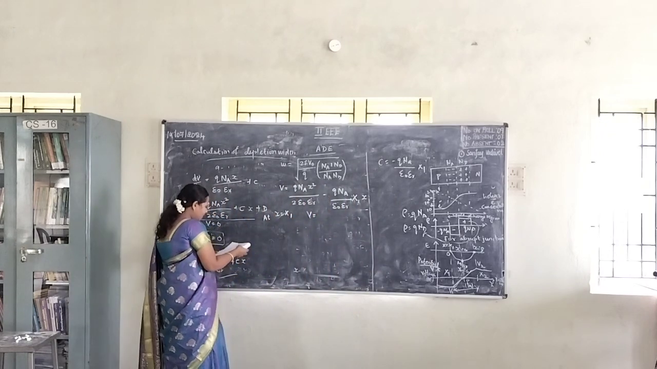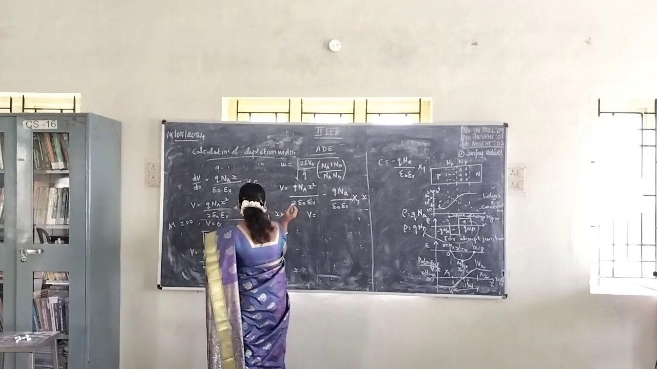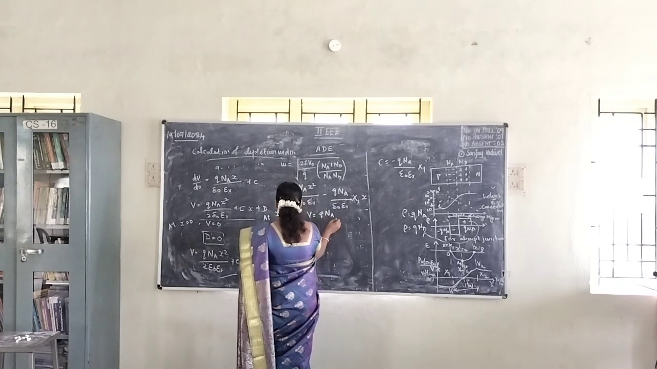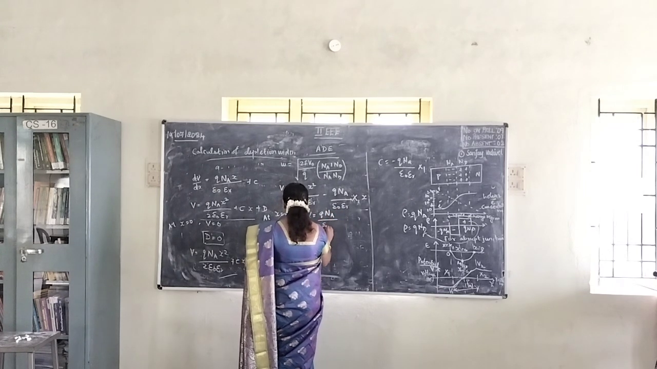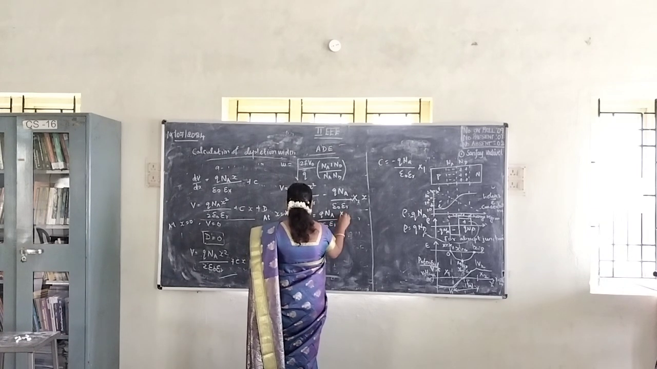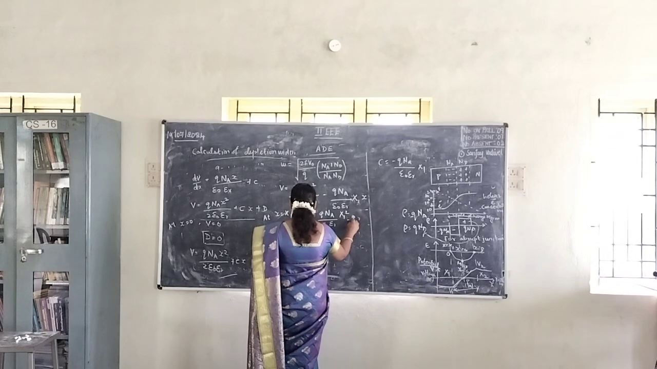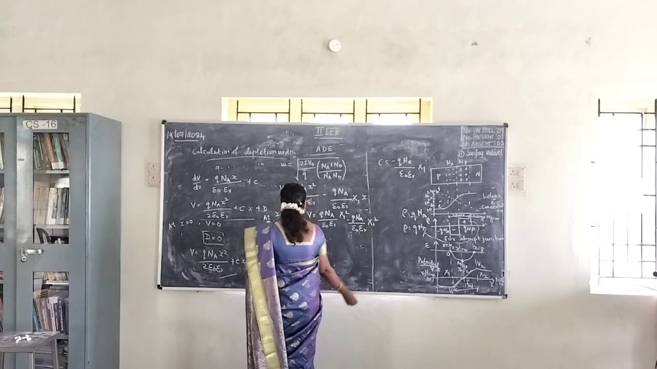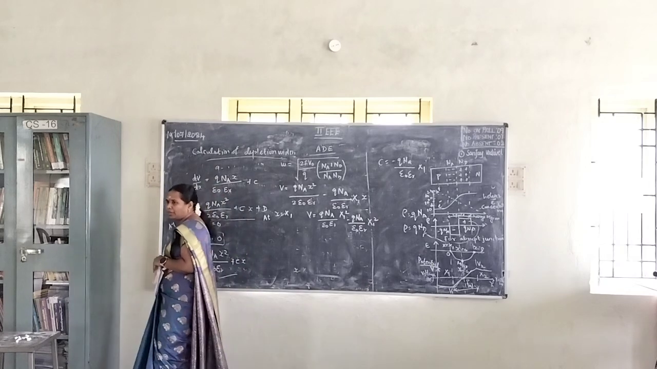At x equal to x1, V is equal to q N_d divided by epsilon naught epsilon r, x1 square, minus q N_d by epsilon naught epsilon r, again x1 into x1 becomes x1 square. Yes or no? Substitute for given mark.